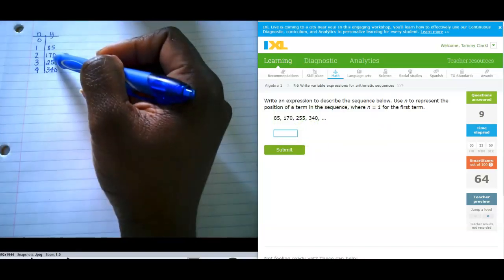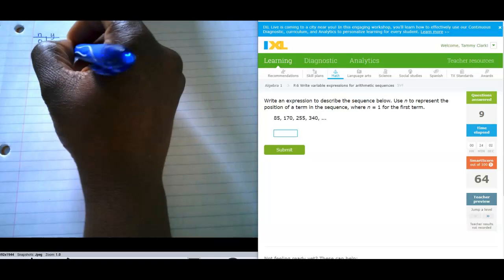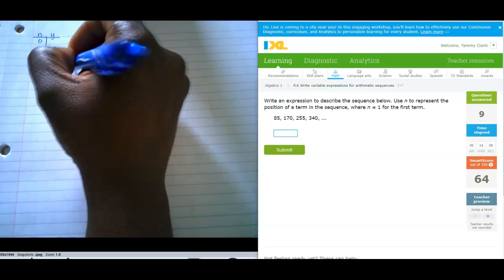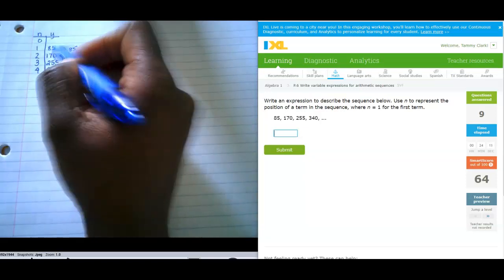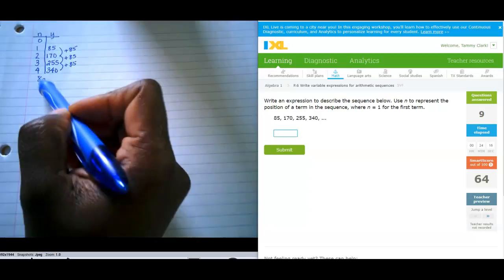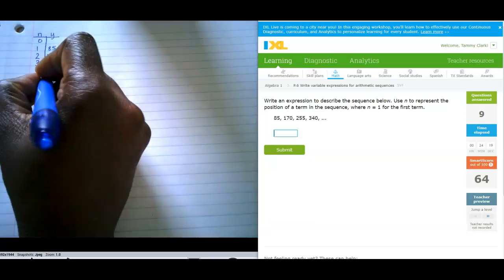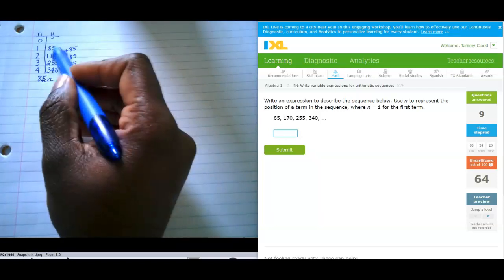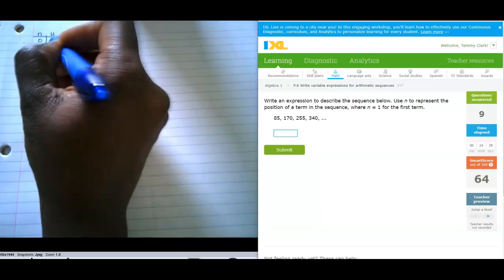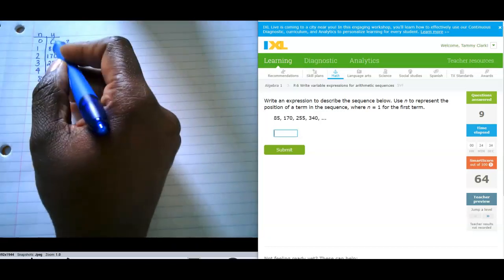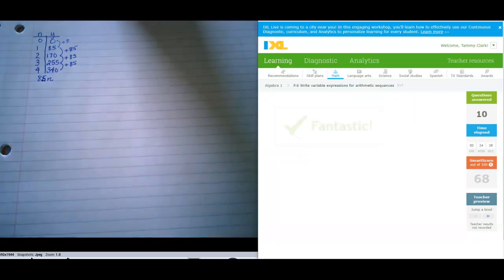Alright, so on this one, as you can see, from 85 to 170, we're adding 85. And if you're not sure what's being added, you could actually take the other route and go, okay, well, what is 170 minus 85? It's 85. So we've got 85n. 85 times 1 is 85. So this number had to be 0 before I added 85. Because 85 times 0 is 0. So this would be 85n.